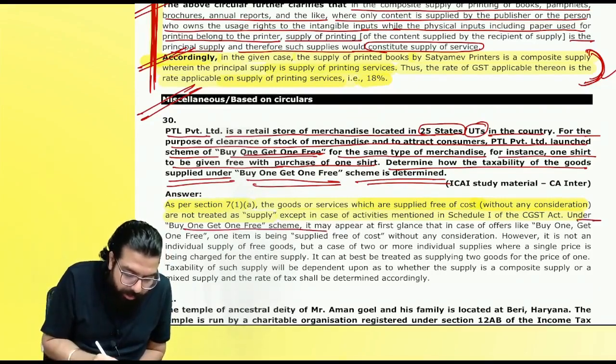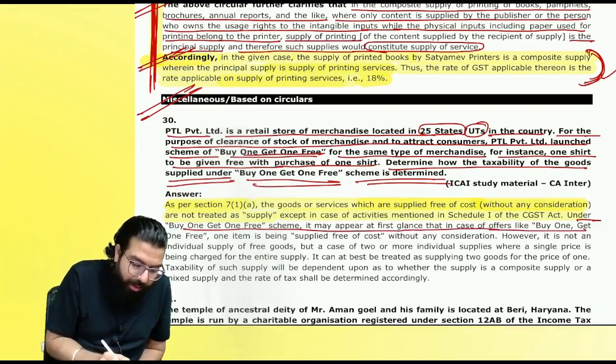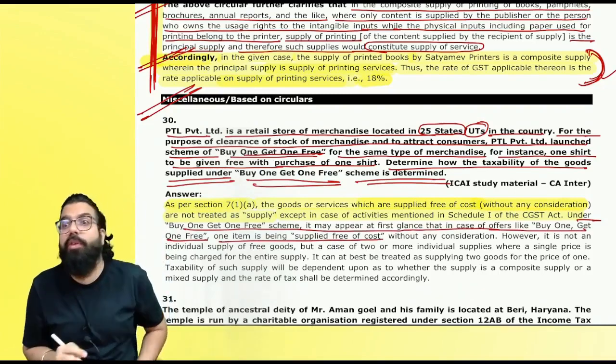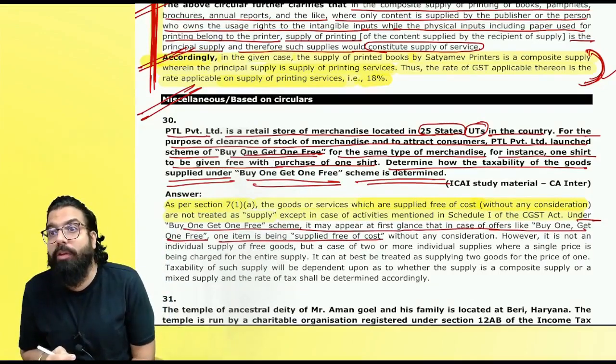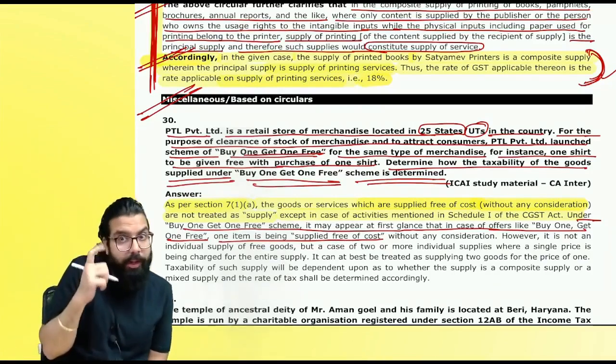Under buy one get one scheme, it appears at first glance that in case of offers like buy one get one, the item is supplied free of cost. How many of you wrote this line? Okay, one student. Okay, one. Can we go ahead, everyone?